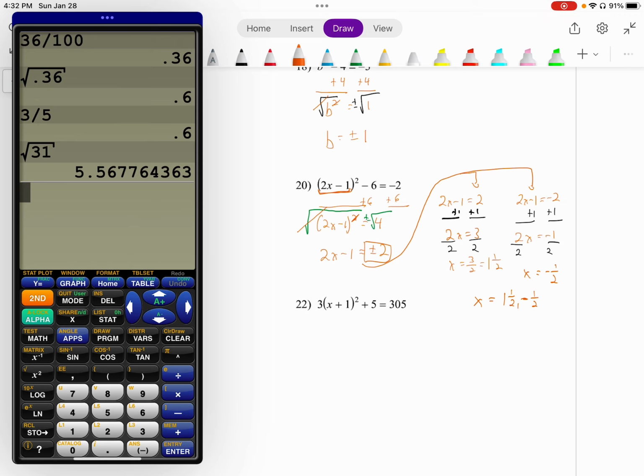And then number 22 is going to be very much like that one. It actually has one extra step, but, well, not necessarily. We want to isolate this squared. Now, the 3, notice I tried not to get the 3 in my little box there. The 3 is not squared. Only the x plus 1 is squared. So how do we get that x plus 1 squared by itself? Well, first we subtract 5 from both sides, and we get 3 times x plus 1 squared equals 300. Now we need to get rid of that 3 that's multiplied by the x plus 1 squared. So we divide both sides by 3.